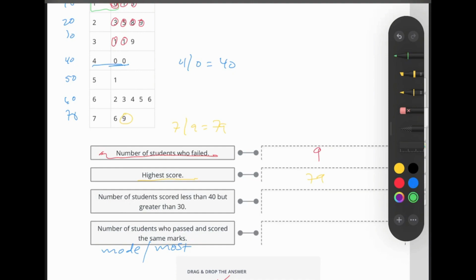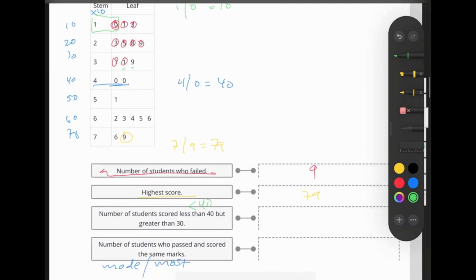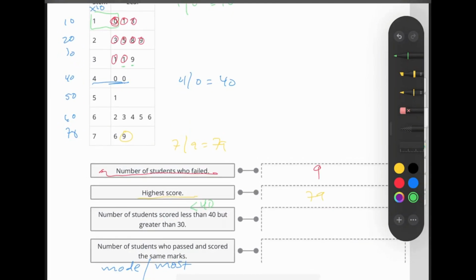Let's change colors. So the numbers that scored less than 40. Now it's not less than or equal to. It has to be less than 40. So 39, 31. And 31. So that would represent 3. Number of scores that are less than 40, but greater than 30.